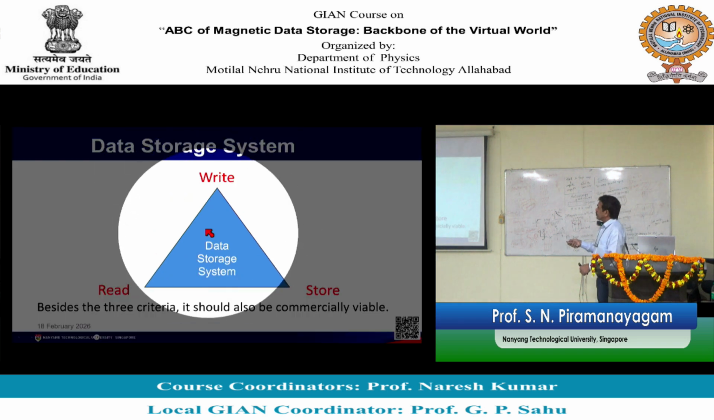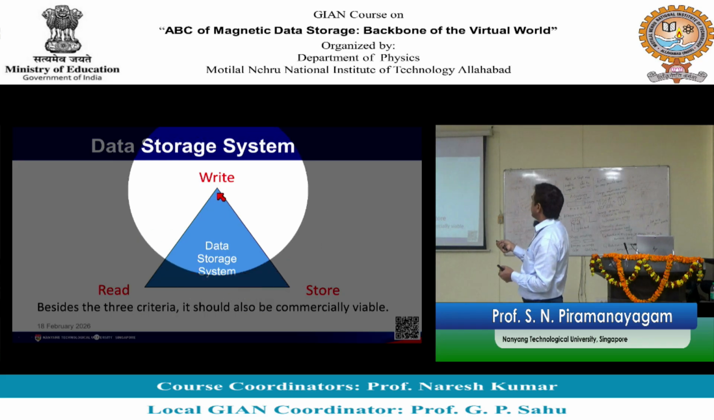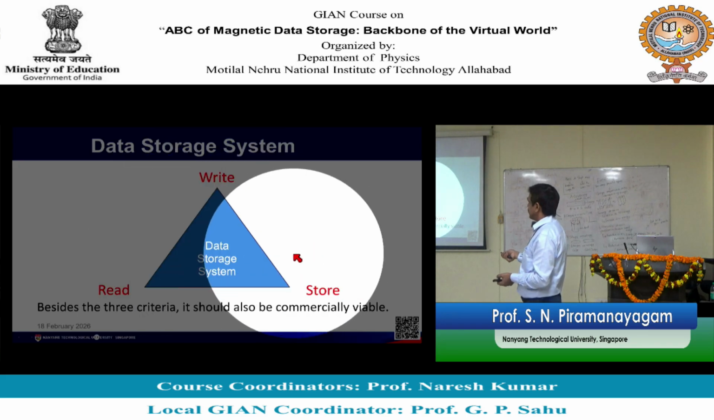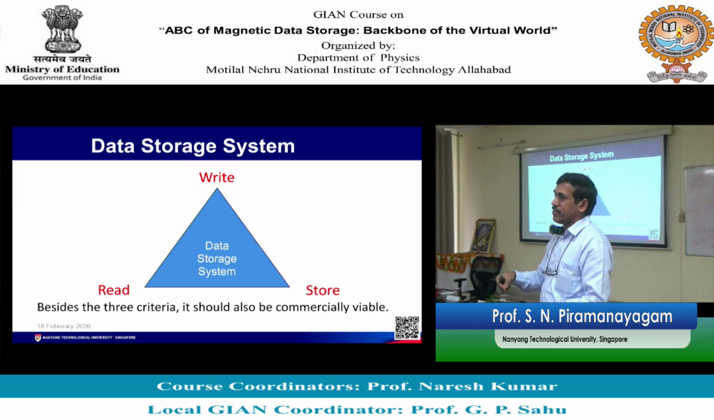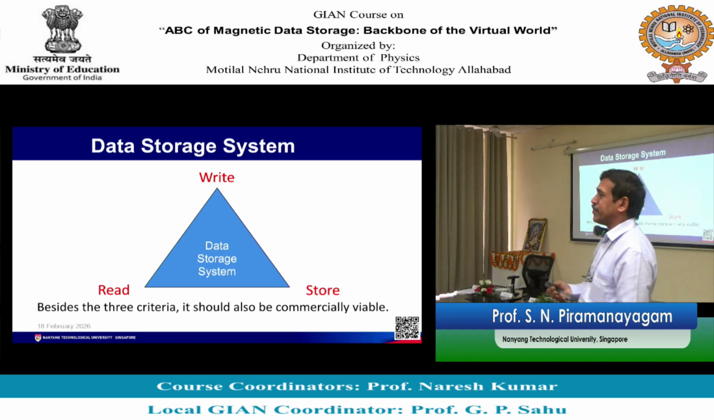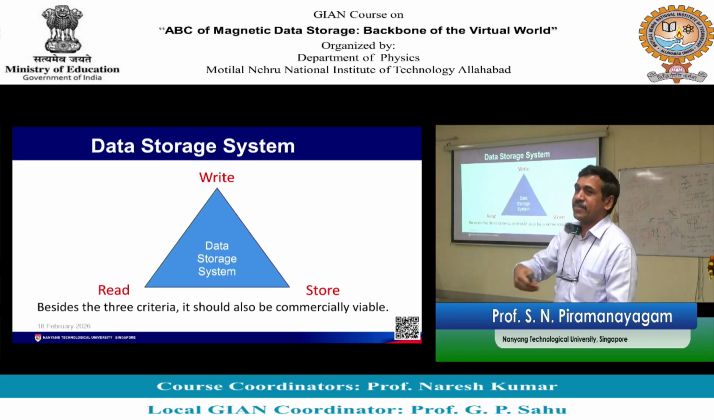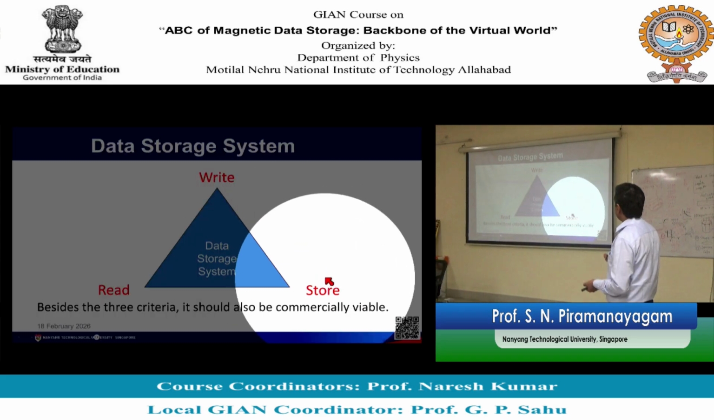So I always use this triangle. Whenever you design a data storage system, you should have some ways to write, read, and store the information. Let's say you have a pile of water. You can write information, but water cannot store information. As soon as you write, the information will be gone. So storing will not be met by water, right?